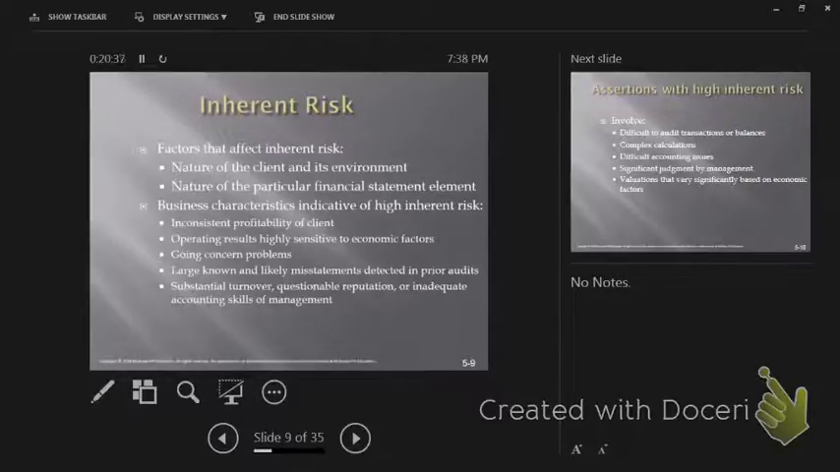So, inconsistent profitability, or they're bankrupt. All right? So as soon as I go in and they're in a bankruptcy, guess what? Their inherent risk just went up a lot. All right, operating results are sensitive to economic factors. They have a going concern problem, aka bankruptcy. Large and likely misstatements detected in previous audits. So anytime you have a negative sort of audit, even if it's a piece, you can have an unqualified audit for the most part and have a qualified section. You got to keep your eyes open.